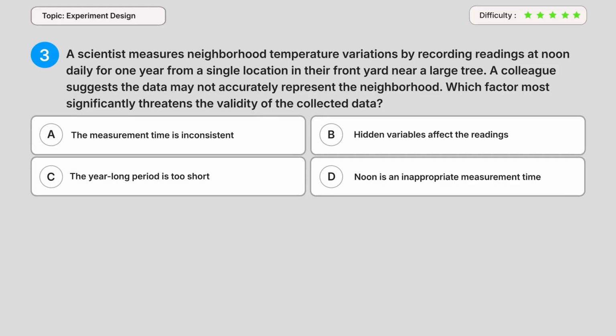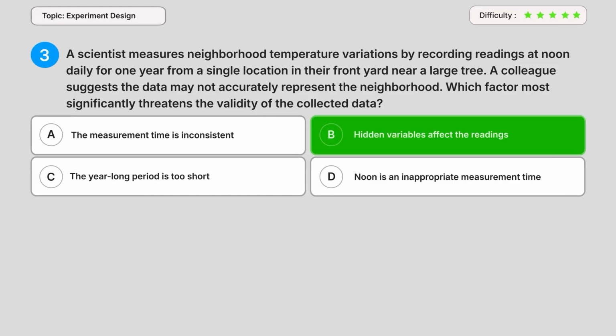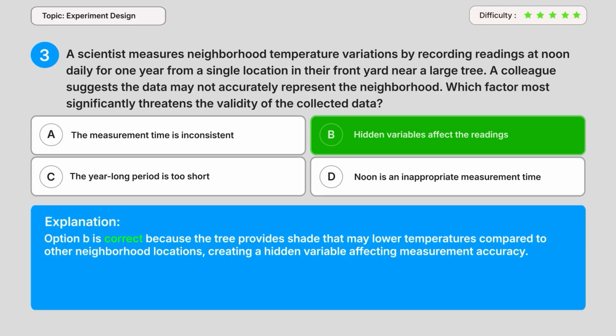Correct answer, B. Hidden variables affect the readings. Explanation. Option B is correct because the tree provides shade that may lower temperatures compared to other neighborhood locations, creating a hidden variable affecting measurement accuracy.